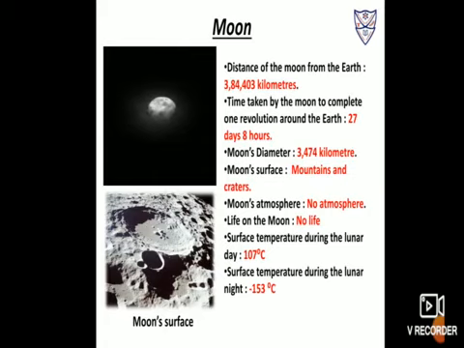Next we are going to discuss the Moon's atmosphere. The Moon has no air. As no air is present on it, there is no atmosphere on the Moon's surface. Next, life on the Moon. No life exists on the Moon because of the absence of atmosphere.